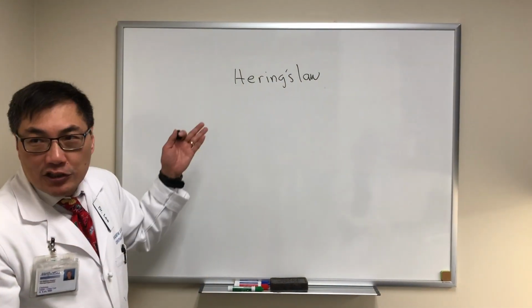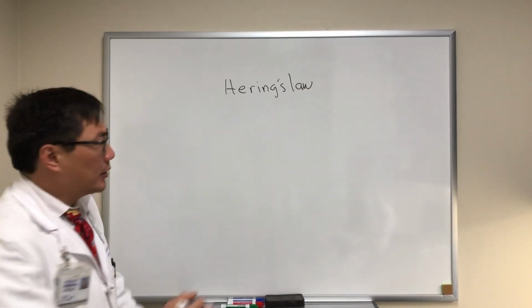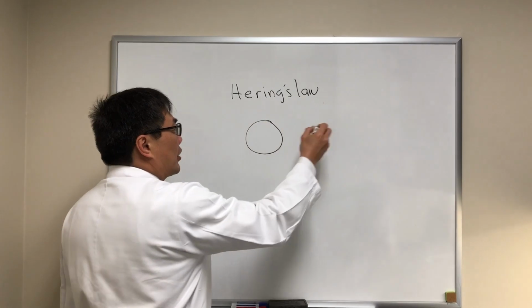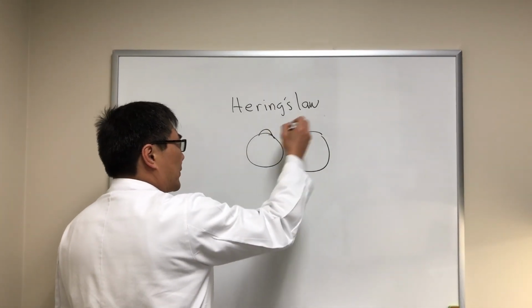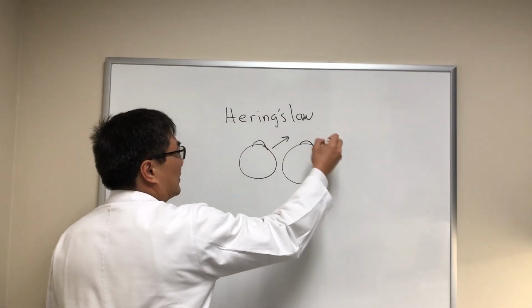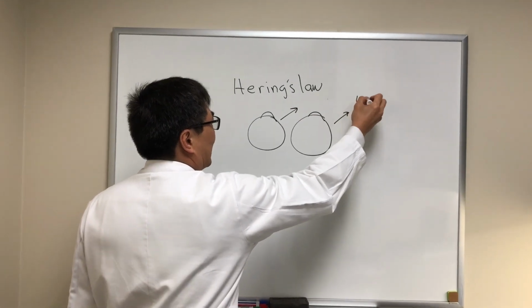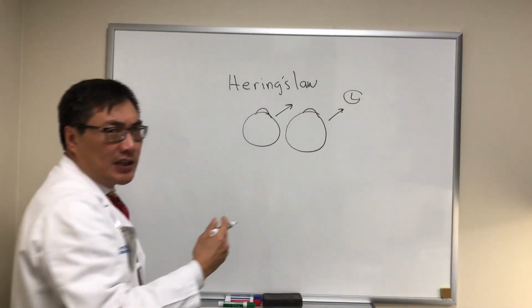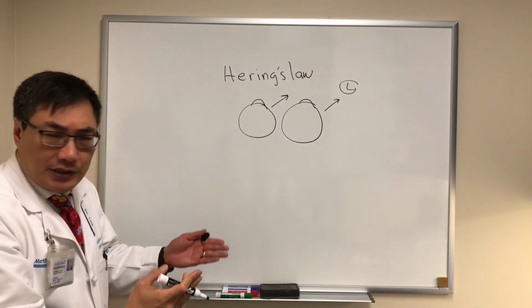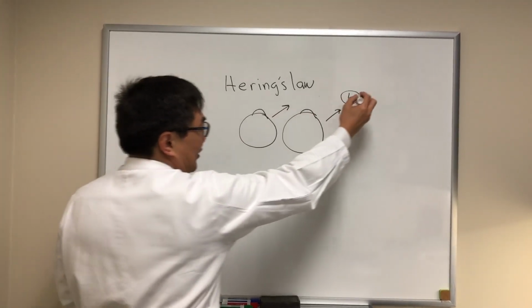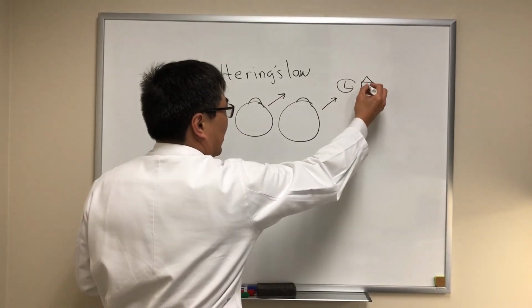We're going to talk about Hering's law of equal innervation. So when you have your eye movements, you want to have both eyes look at the target at the same time and with the same velocity encoding information so that both eyes can get to the target at the same time so we don't have diplopia.